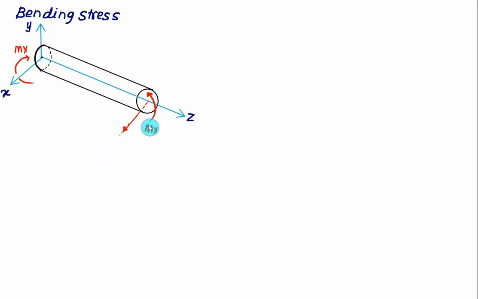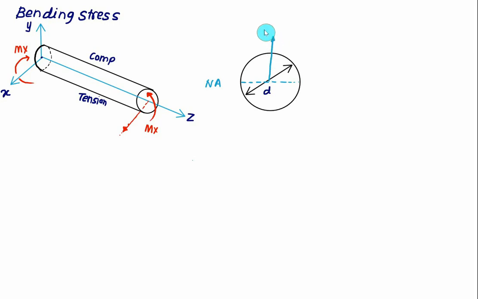The direction of the arrow for the right face is anticlockwise. So the top fiber will come in compression and the bottom fiber will be in tension. This is the enlarged section of the same circular bar of diameter d. Let's call this the neutral axis, which is in the horizontal direction. As shown in the figure, the vertical axis is y, and the horizontal axis is x.